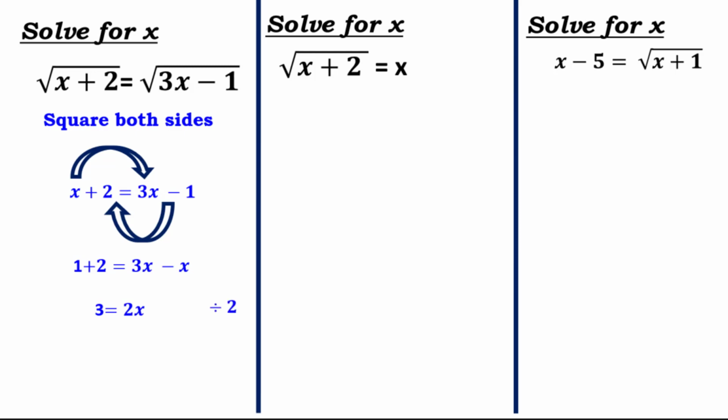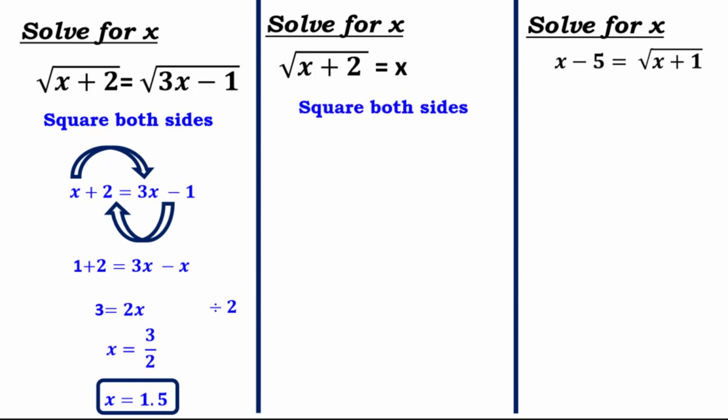Dividing both sides by the coefficient of x, it will be 2. Then x equals 3 divided by 2. We can write it as x equals 1.5. Next, square both sides by the same way. We will get x plus 2 equals x squared.